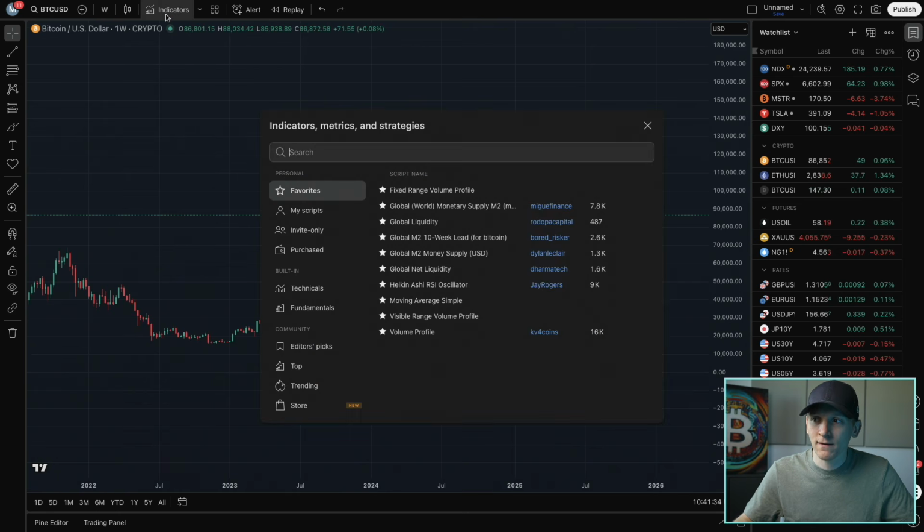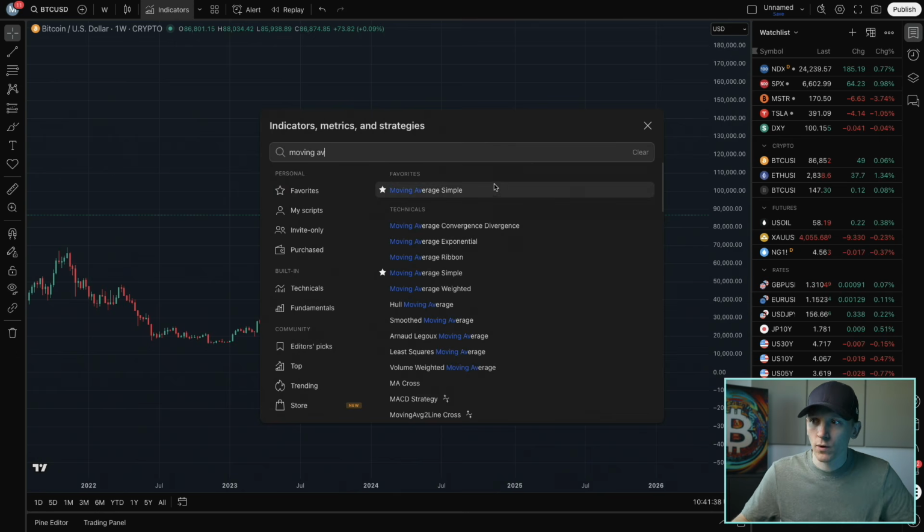But for any trading system, simply go to the chart that you want to look at. I'm going to go to indicators in the top, and then just search for moving average. You want a simple moving average, so click this. And for most trading systems, you can click it again to add a second moving average on the chart.